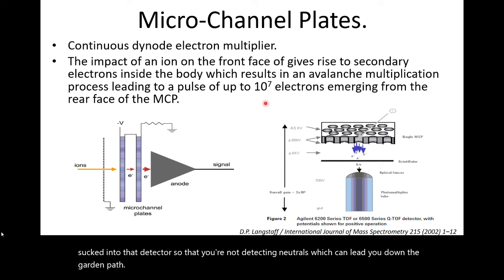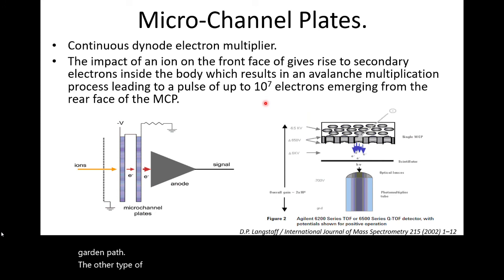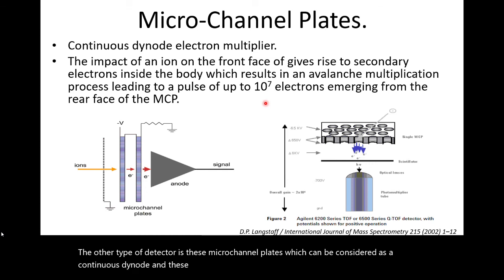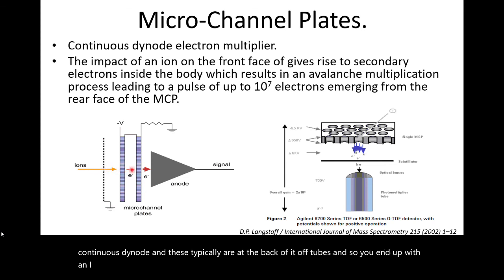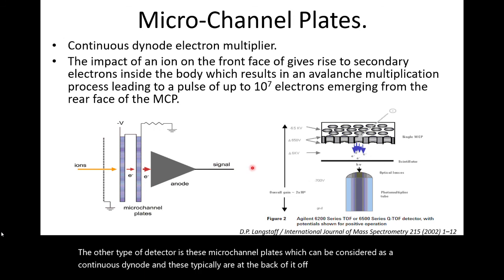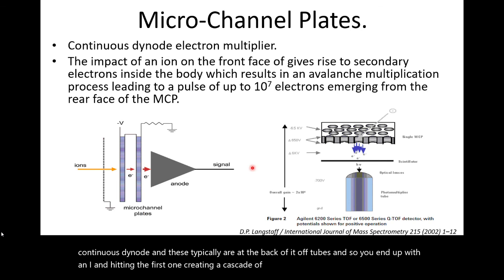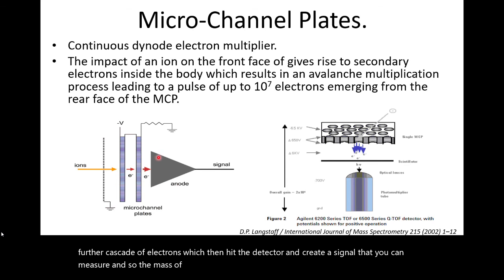The other type of detector is these microchannel plates, which can be considered as a continuous diode. And these typically are at the back of TOF tubes. So you end up with an ion hitting the first one, creating a cascade of electrons through these plates, creating a further cascade of electrons, which then hit the detector and create a signal that you can measure. And so the mass of the ion is determined by how long it took from the pulse to the signal at this anode.